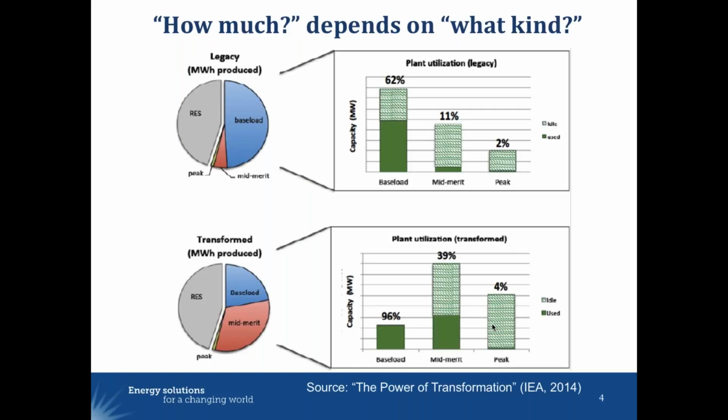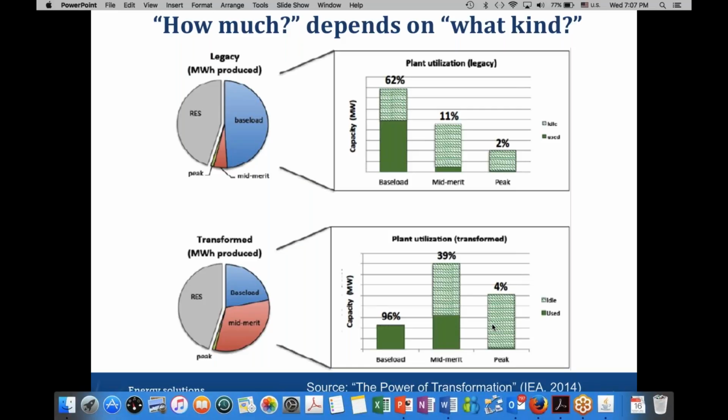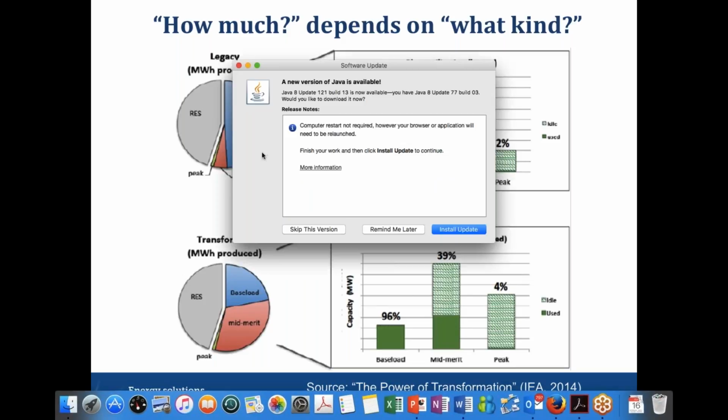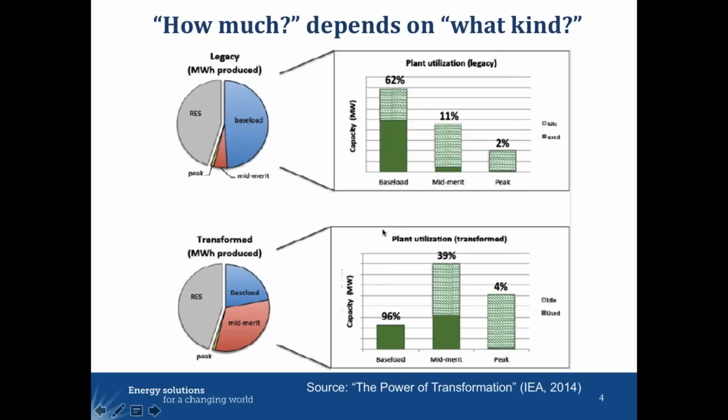But in the bottom case, where the mix of resources has shifted to one that is less baseload intensive and has more mid-merit generation, more load following generation, that's interesting. You end up with utilization rates on plant that are much more familiar to owners of those different categories of plants.